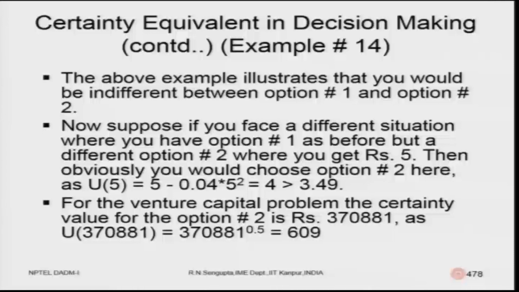Now, if you remember the venture capital example, where you had one government bond and 3 other options with probabilities of 0.2, 0.4, 0.4. Based on that, if you do that example, the utility function was w to the power half, and based on that you find the certainty value comes out to be 609 rupees or whatever units.